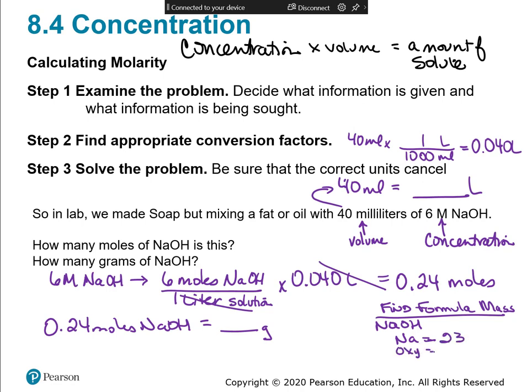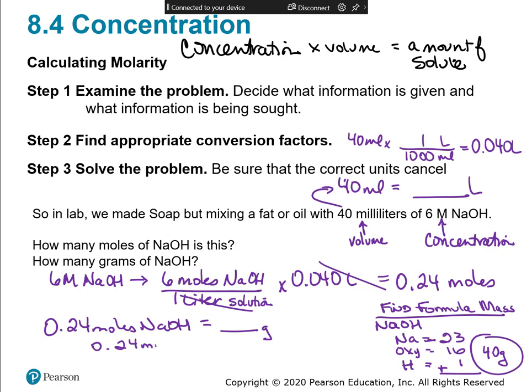Oxygen, 16. Hydrogen is 1. So I just add those all up. 23 plus 16 plus 1. This tells me that there's 40 grams in 1 mole. I just add the mass of each of the atoms in the formula.